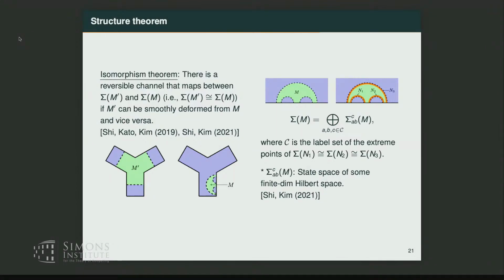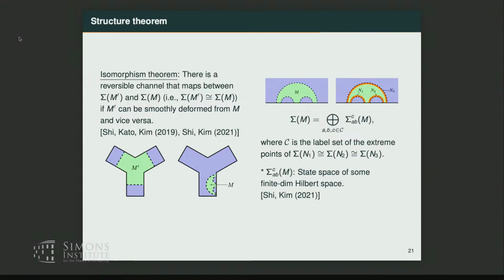This corresponds to basically the set of extreme points of the information convex sets of these half-annular regions, N1, N2, and N3. You can see that N1, N2, and N3 can all be smoothly deformed into each other. So the information convex sets are isomorphic. Therefore, there's a natural bijection between the sets of extreme points. That's why we can use a single unified label set for all these A, B, and C.